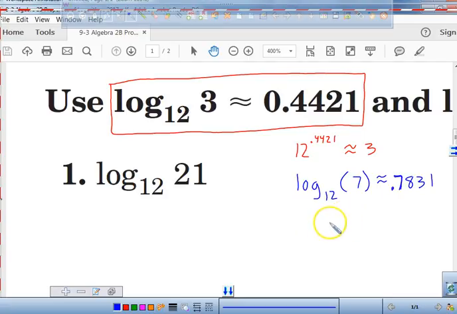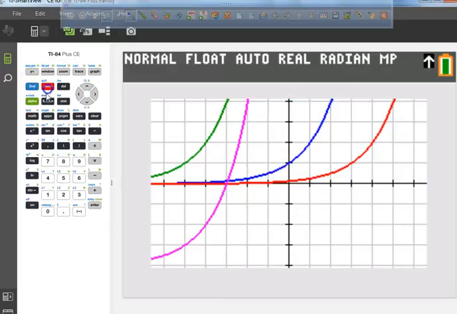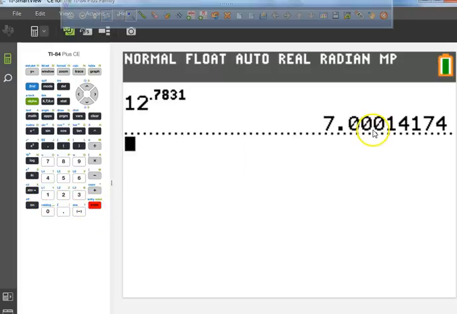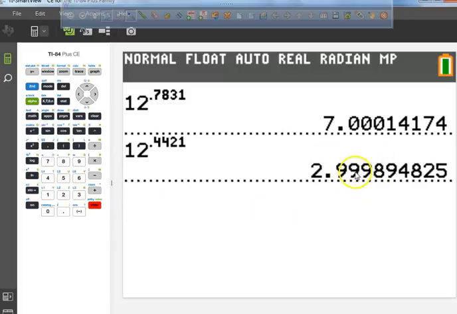Thank you. Now, this means 12 raised to the power of 0.7831 would get you ridiculously close to the number 7. Let's just see if that's true. 12 raised to the power of 0.7831. Let's see if that works. Hey, look, what's that really close to? 7. And 12 raised to the power of 0.4421 is really close to the number 3.